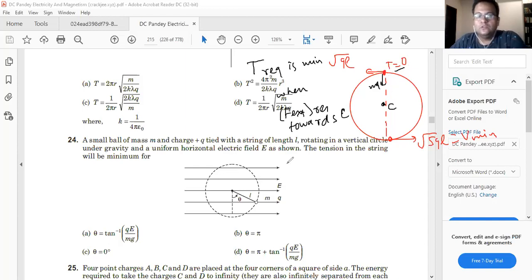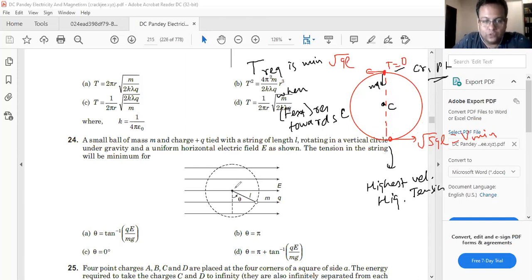Once you get the critical point, the opposite point is the highest velocity point. Please remember that the point opposite to the critical point will be the highest velocity point. Highest velocity, maximum tension. Maximum velocity, maximum tension. That is the point.